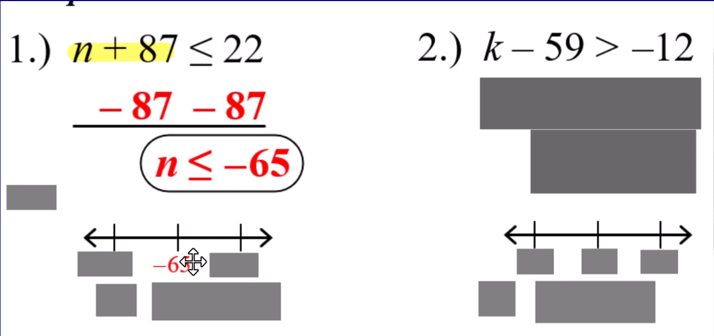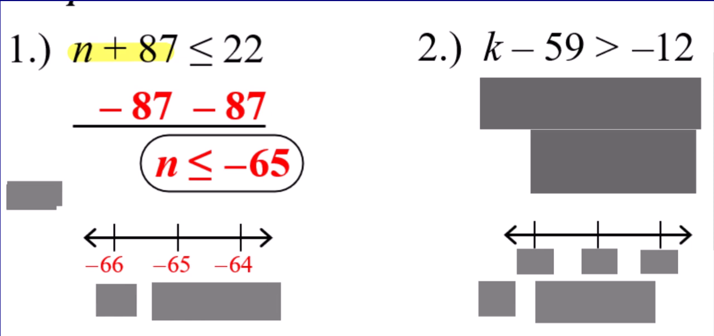And then where would I put negative 64? It's actually to the right because negatives are reverse order from positives. If this was positives, then 64 would be on the left and 66 would be on the right. But since they're negatives, it's reverse order.